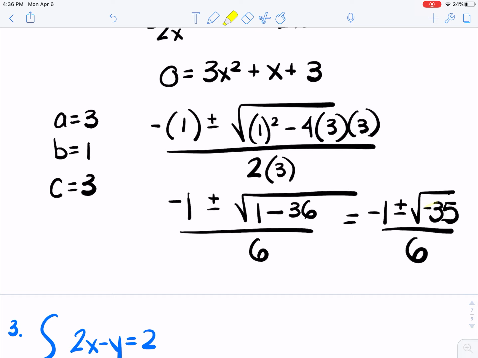That is a red flag should go up. This is a big problem. You cannot have negatives underneath the square root sign. So this answer is no solution.